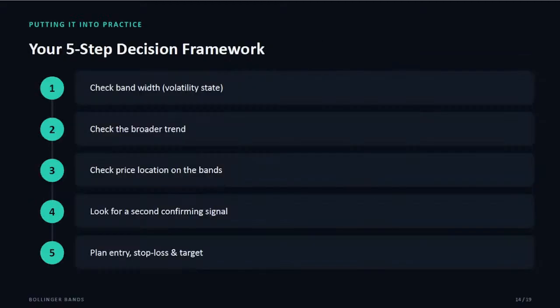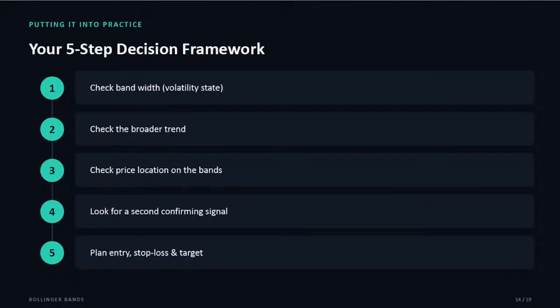Let's tie all four techniques together into one simple mental checklist you can run through anytime you pull up a chart with Bollinger Bands turned on. Step 1. Check the band width. Are the bands squeezed tight, wide and expanded, or somewhere in between? This tells you the current volatility state.